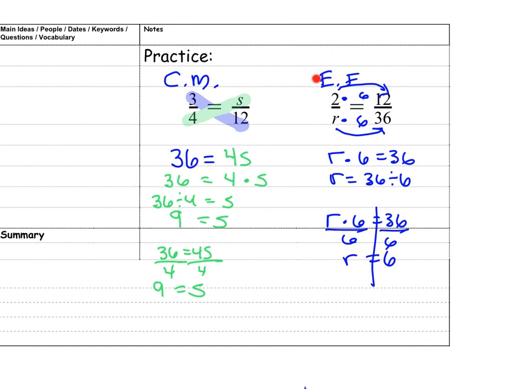The equivalent fraction way, 2 times 6 is 12. Since this is times 6, we need to do the same thing here. What number times 6 is 36? Hopefully you know this one right off the top of your head. 6 times 6 is 36. But if not, you can use that working backwards strategy. 36 equals r times 6. It's multiplied, so we have to work backwards by dividing. So r equals 6.